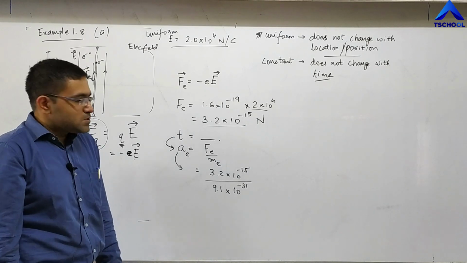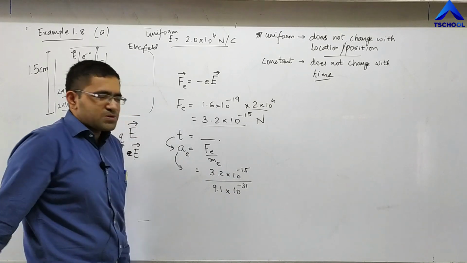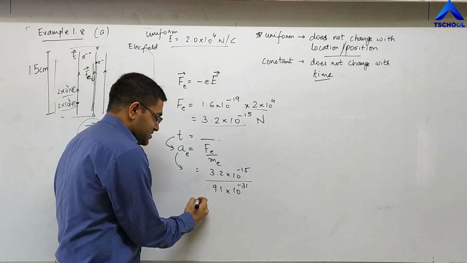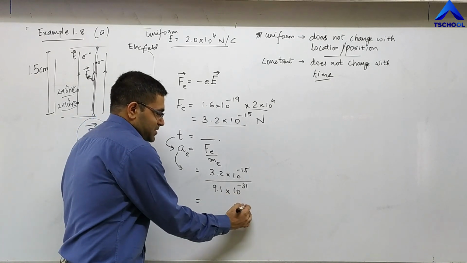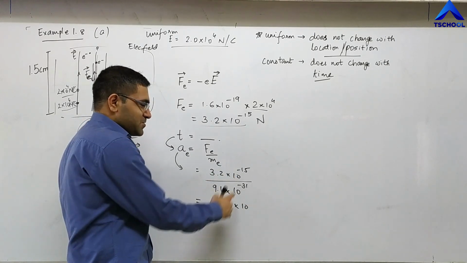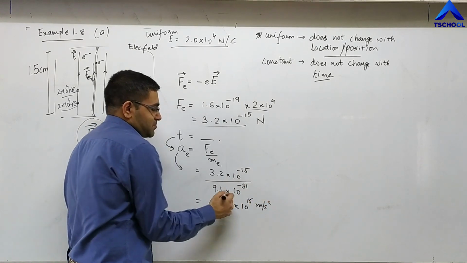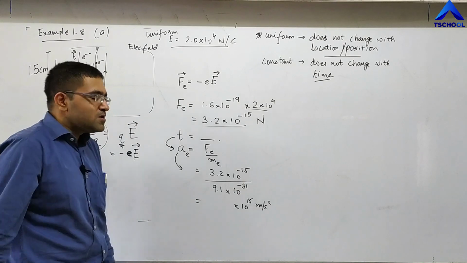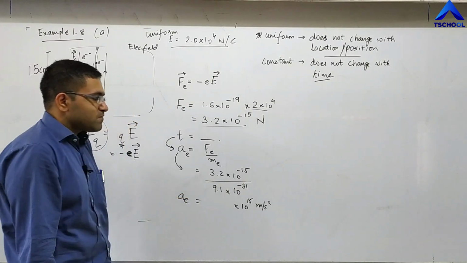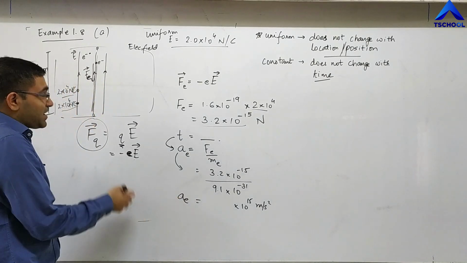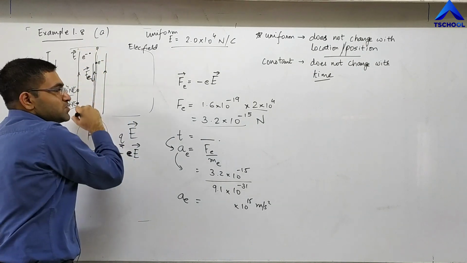So what we've got now is a division that I'm going to leave for you. There will be a big power over here. When you use scientific notation, you are going to get 10 raised to 15 meter per second square, with some number like 0.33 something. So this is going to be the acceleration of the electron as it falls down. Now we have to find out the time in which it will fall from here to here.